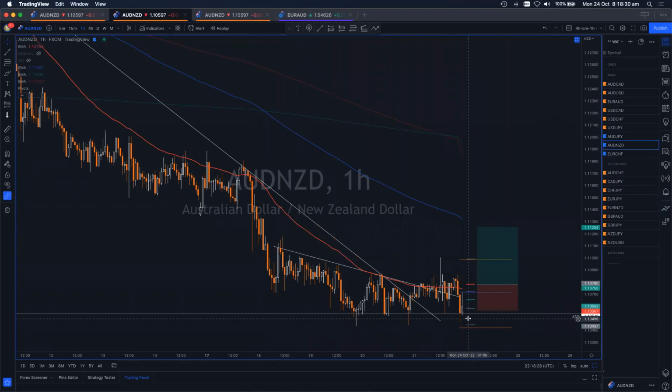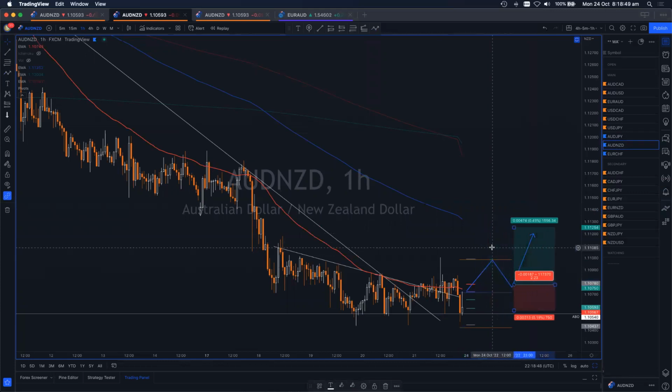Pretty good. And we need a break above the 1 hour 50. Above the 1 hour 50, up to where the top fib is, about there, down to the 1 hour 50, and up to the 4 hour 50. So that might be one for later on. Keep an eye on Aussie Kiwi.